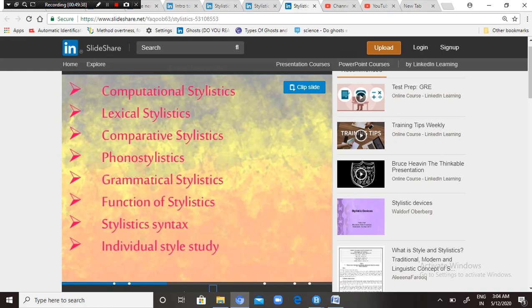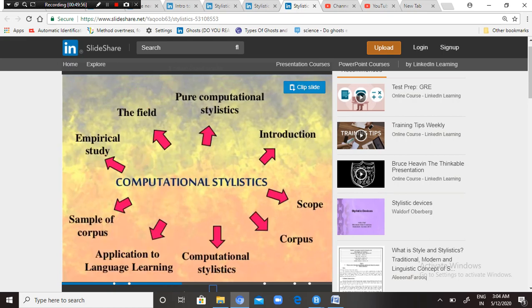Computational stylistics, lexical stylistics, comparative stylistics, phonostylistics, grammatical stylistics, functional stylistics, stylistic syntax, individual style study. So computational stylistics, here are the uses: introduction, scope, corpuses, samples of complex applied linguistics.